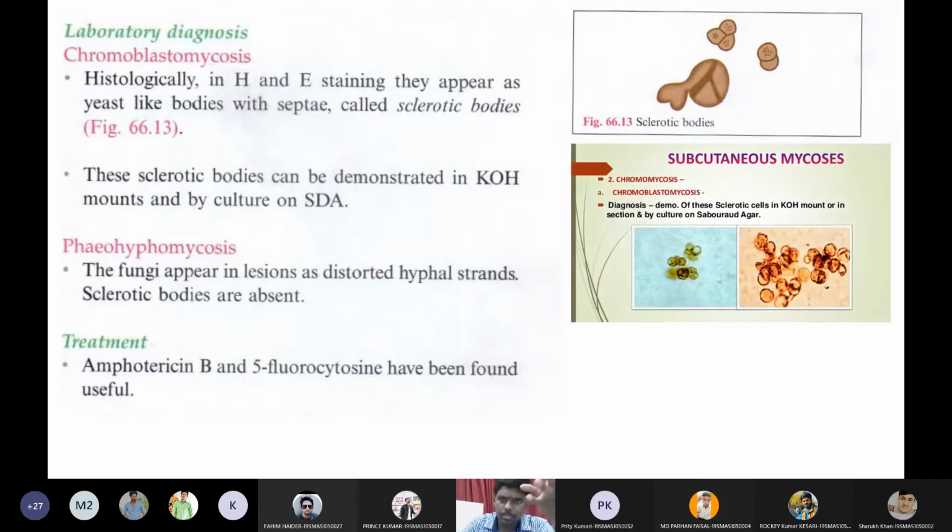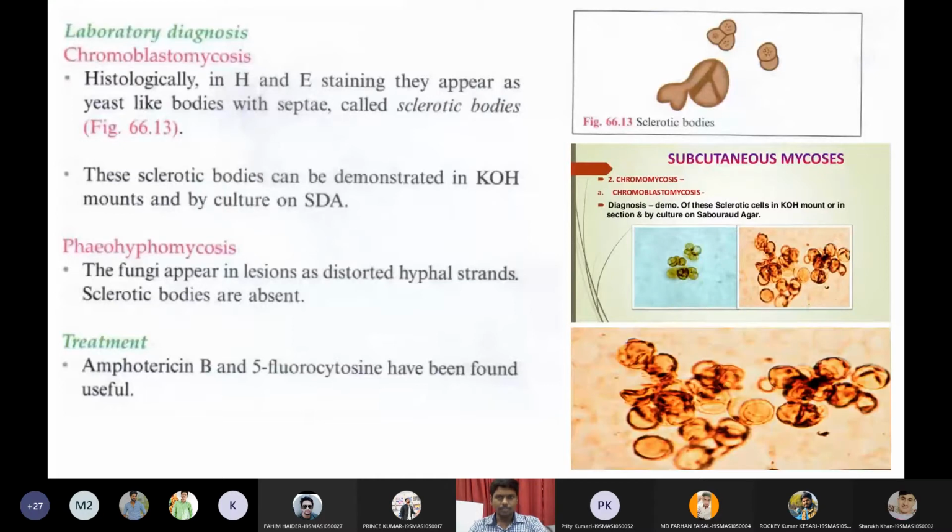Then treatment of chromomycosis includes amphotericin B and 5-fluorocytosine as the drugs of choice to treat this particular chromomycotic infection. So this is all about chromomycosis. A quick revision: it is a chronic skin infection, caused by Fonsecaea pedrosoi and Fonsecaea compacta. They will cause cauliflower-like nodules on the surface of skin.